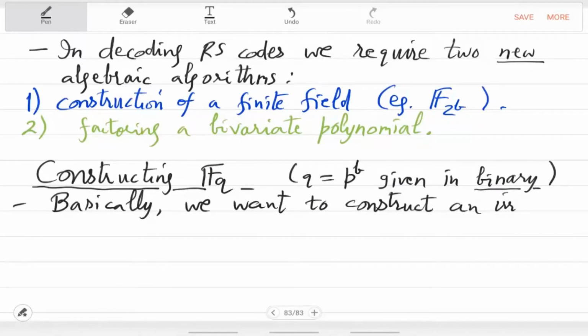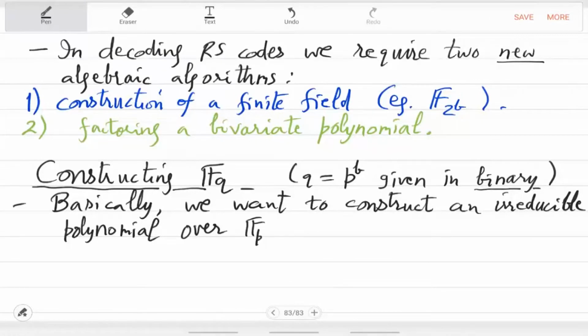Basically, you want to construct an irreducible polynomial over F_p of degree b. So this construction of a finite field is completely equivalent to this irreducible polynomial construction. There is no difference between these two problems. That you can see by the exercises on finite fields. So a finite field will always correspond to an irreducible polynomial. That is the way to represent it. An irreducible polynomial will immediately give you a finite field. Okay, these two questions are one and the same, also computationally. So what we will show is that the random choice works.